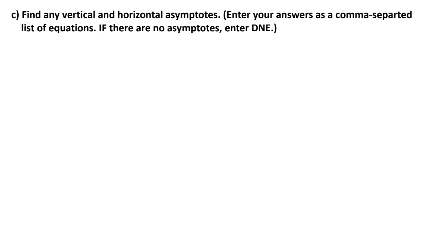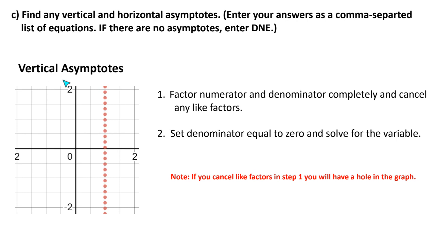So let's check here. So remember that a vertical asymptote is a line that's going vertically through the x-axis, and we use a dotted line to distinguish it as an asymptote. In order to find the asymptote, you want to factor the numerator and denominator completely and cancel any like terms. If you cancel any like terms, then it creates a hole. Okay. And then once you factor out your common terms, we set the denominator equal to 0 and solve for the variable. And so then that's how we find the vertical asymptote.